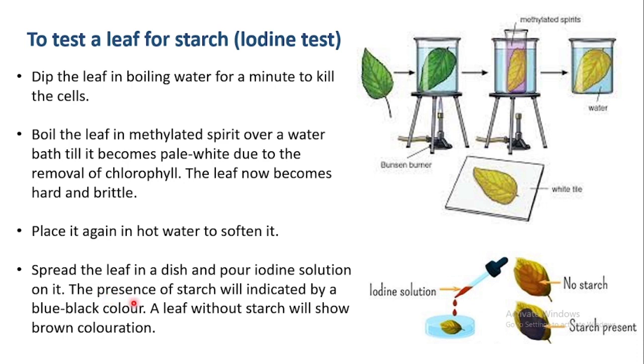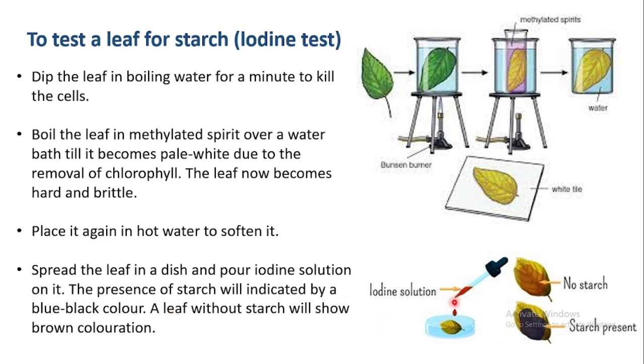The presence of starch will be indicated by a blue-black color. So if starch is present, it will show a blue-black color in the leaf. And if blue-black color is not seen, it means starch was not present. A leaf without starch will show brown coloration, whereas a leaf with starch will show blue-black coloration.